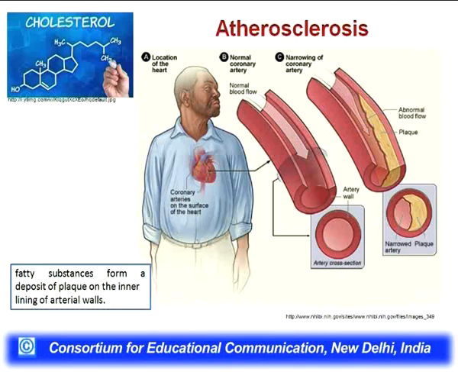Now what exactly happens in atherosclerosis? Atherosclerosis causes the deposition of cholesterol and fats on the inner lining of the arterial walls. These arteries are very important for blood transfer in the heart system, pumping blood to and from the heart.